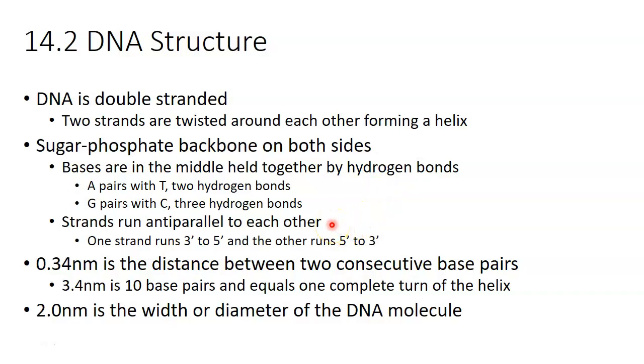The two strands are going to run anti-parallel to each other. So one strand will run 3 prime to 5 prime, and the other strand will run 5 prime to 3 prime. I'll show you that in a second. You probably saw that in the video as well. And here are some numbers that you should know. So 0.34 nanometers is the distance between two consecutive base pairs within the double helix. 3.4 nanometers is the distance between 10 consecutive base pairs. It also equals one complete turn of that DNA double helix. And the width of the molecule, no matter where we are on that molecule, if we were to measure the width, it's always a constant. It's 2.0 nanometers in width.